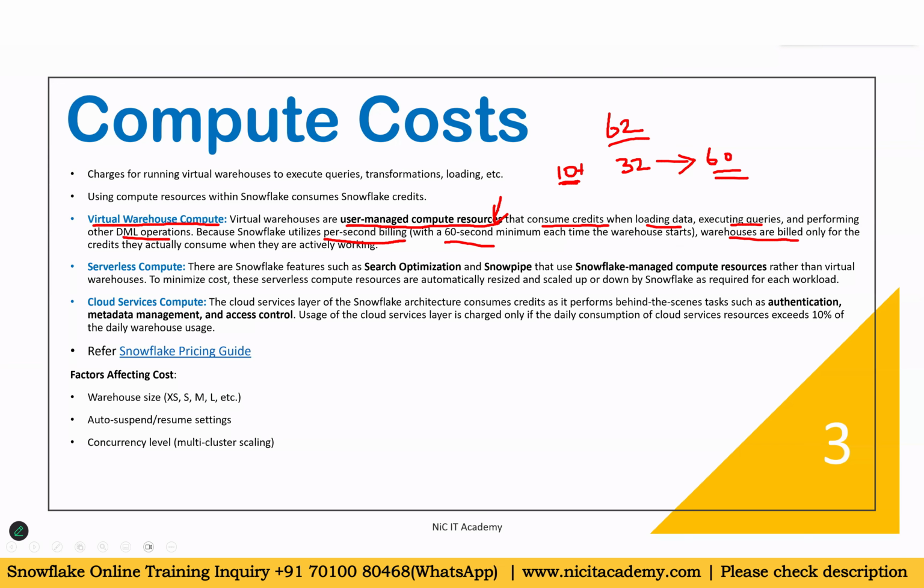Warehouses are billed only for credits actually consumed, when they are actively working. If it is in suspended state, then it will not be consumed.